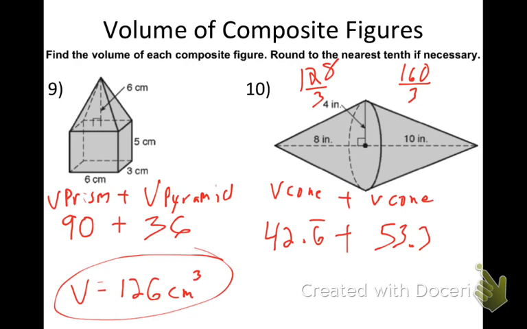Okay, now I add those. What do you get when you add those then, Null? 96 pi inches cubed. Nice job, sir.